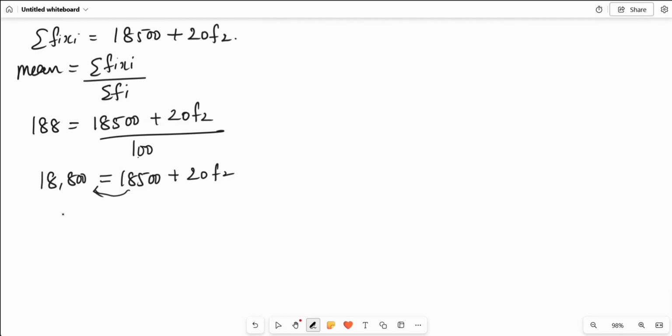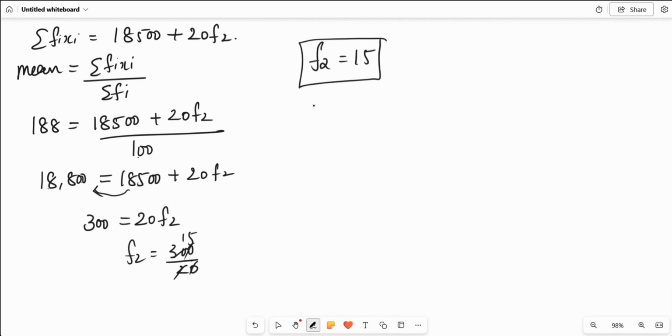Transpose here, you will get 18,800 minus 18,500, 300. That is equal to 20 F2. Or F2 is equal to 300 by 20. So F2 you are getting 15. F1 plus F2 is 65. So how much we got? 50. F1. Okay. So F1 is equal to 65 minus 15.